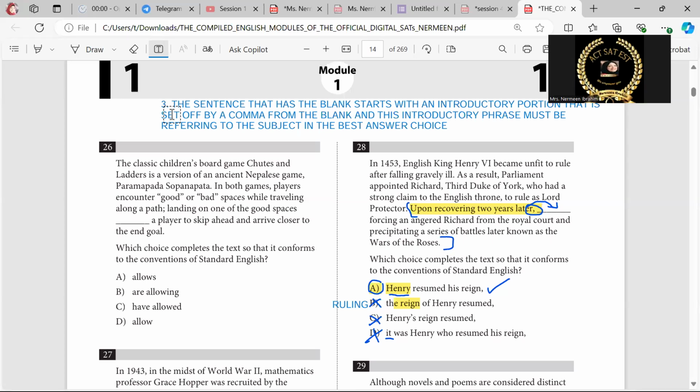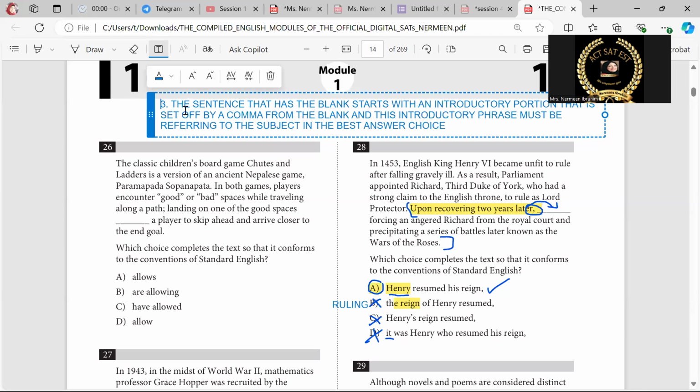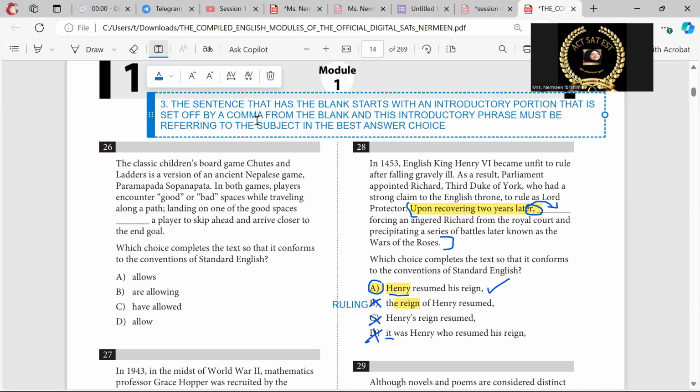So we're left with one more tip. This is the third tip. The sentence that has the blank starts with an introductory portion that is set off by a comma from the blank, and this introductory phrase must be referring to the subject in the best answer choice. Since we tried the subject in each answer choice and found out that this introductory part is related to Henry, it makes the best answer.